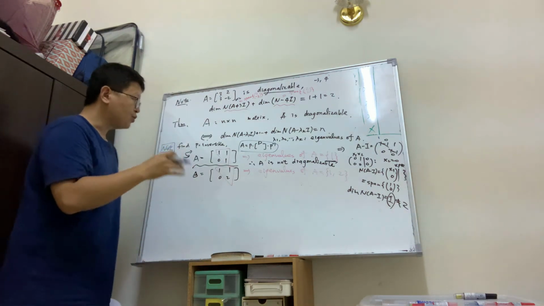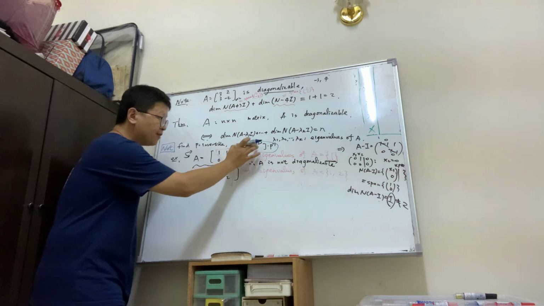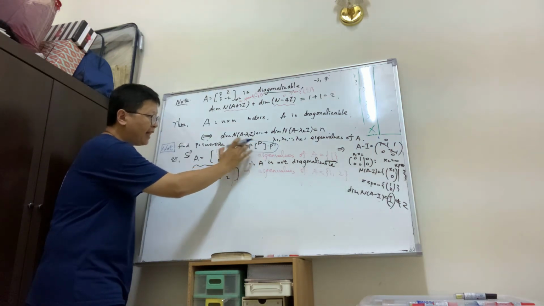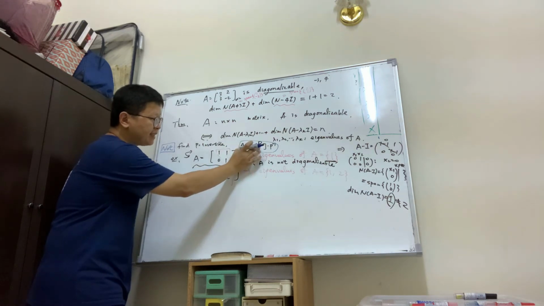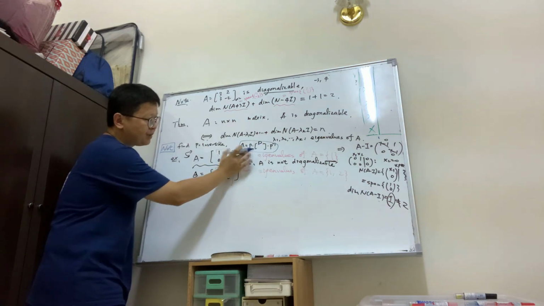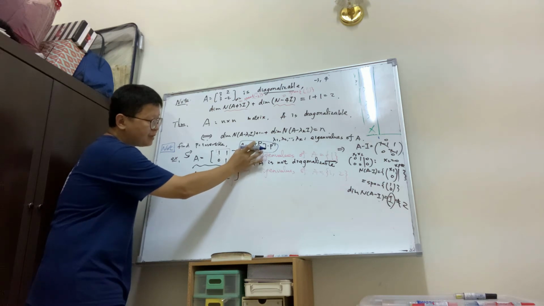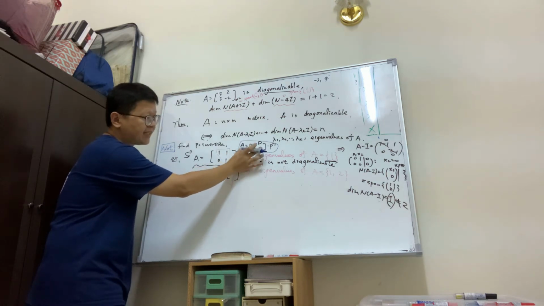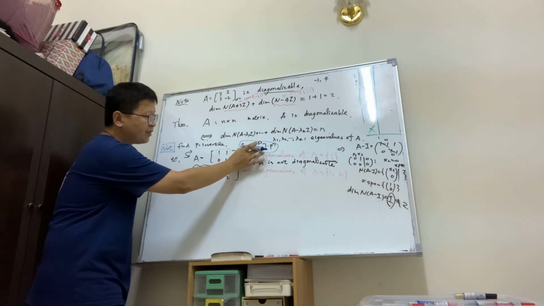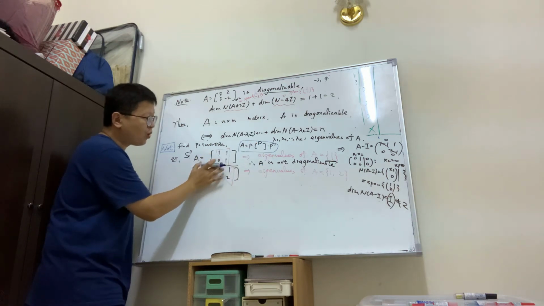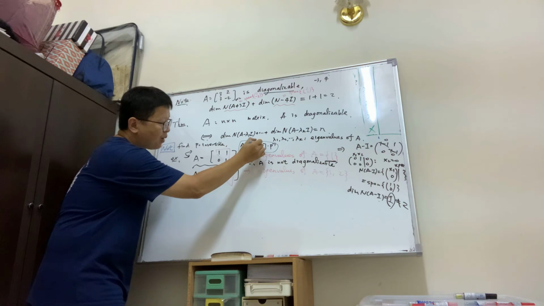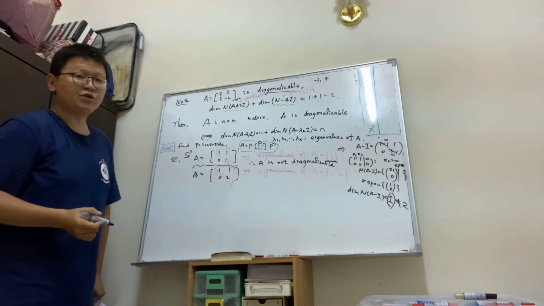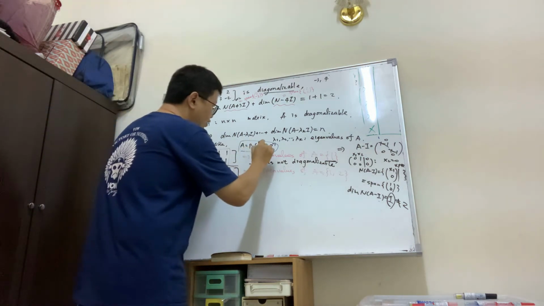You also could view it this way. If we could find a diagonal matrix D such that A is equal to PDP inverse, then the matrices A and D are similar because they satisfy this equation. If they are similar, they have the same eigenvalue. But the matrix A's eigenvalue is 1. So D's eigenvalue should be 1. But D is a diagonal matrix, so it should be [1, 0; 0, 1]. It means that it should be the identity.